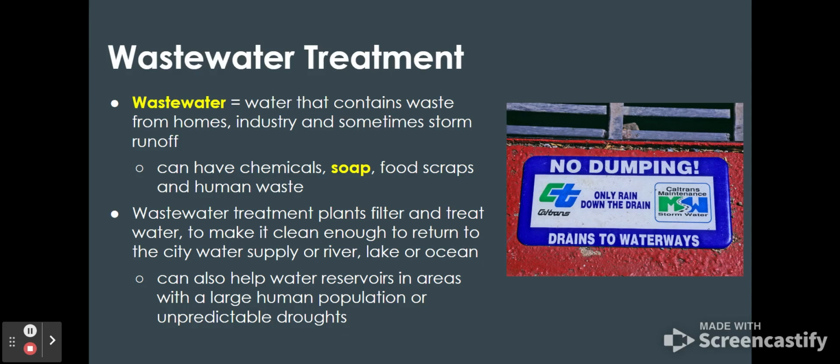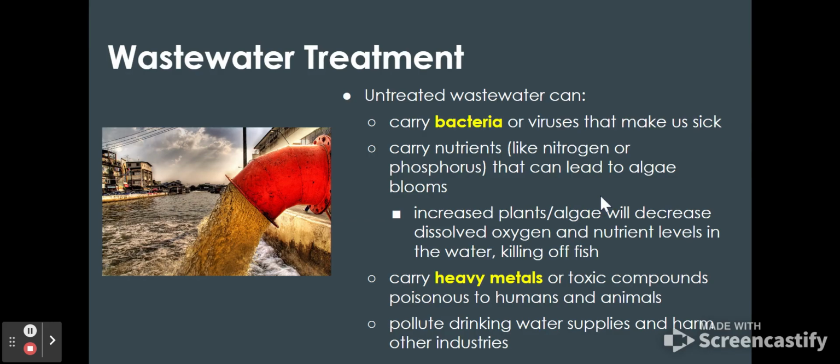Wastewater is water that contains waste from homes, industry, and sometimes storm runoff. It can have chemicals, soap, food scraps, human waste. Wastewater treatment plants filter and treat water to make it clean enough to return to the city water supply or rivers, lakes, or oceans. It can also help water reservoirs in areas with a large human population or unpredictable droughts, like Los Angeles. Untreated wastewater can have bacteria or viruses that make us sick.